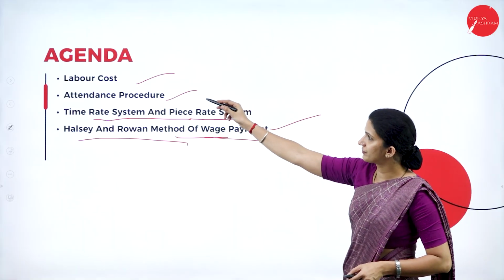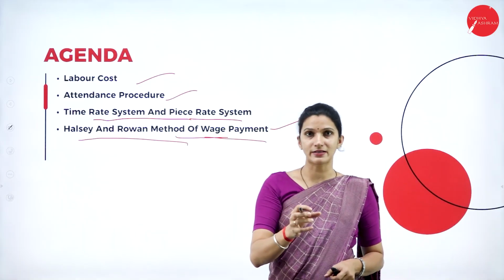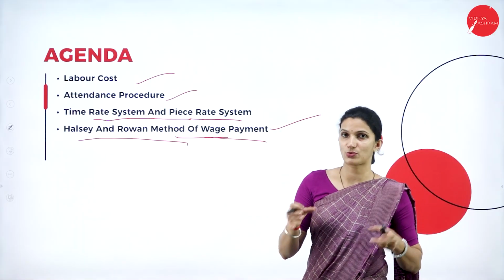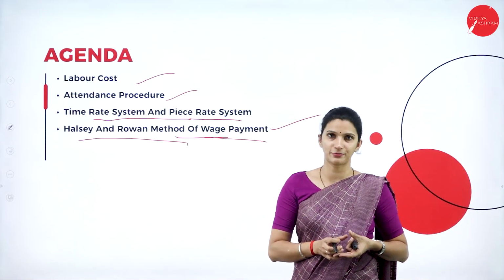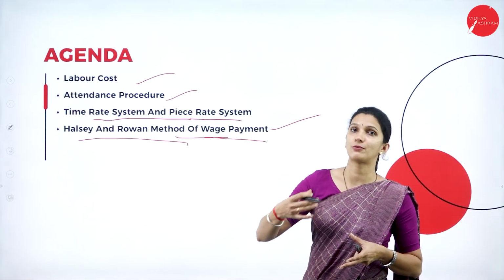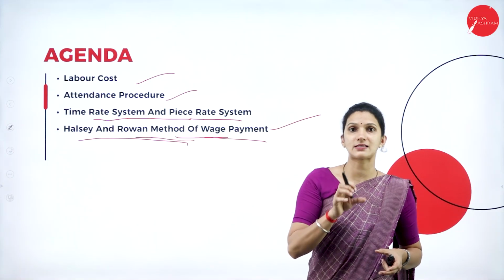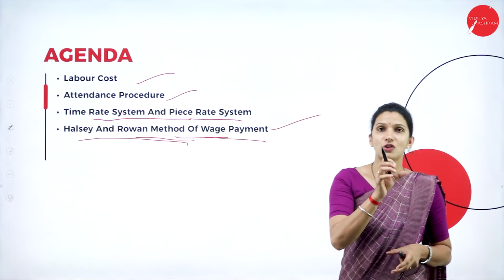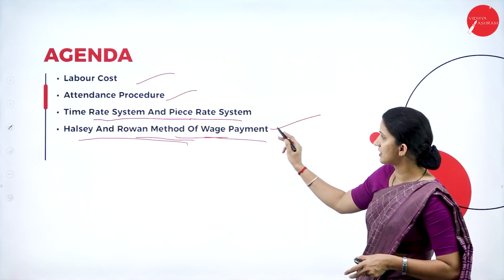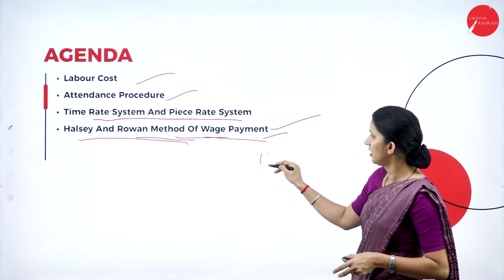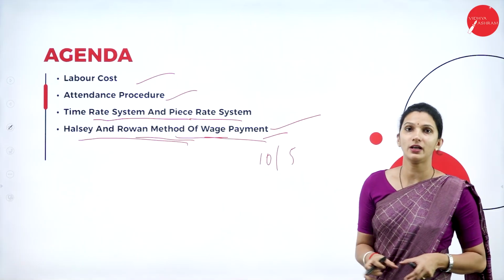So here, these three are the theoretical part. Sometimes you can expect in examinations what are the time rate system or the methods of time payment, and also the piece rate system, what are the methods. And here we are going to solve the problems under Halsey's and Rowan's premium plan. So how to calculate the total wages. This topic you can expect for either 10 marks or 5 marks in your examination.